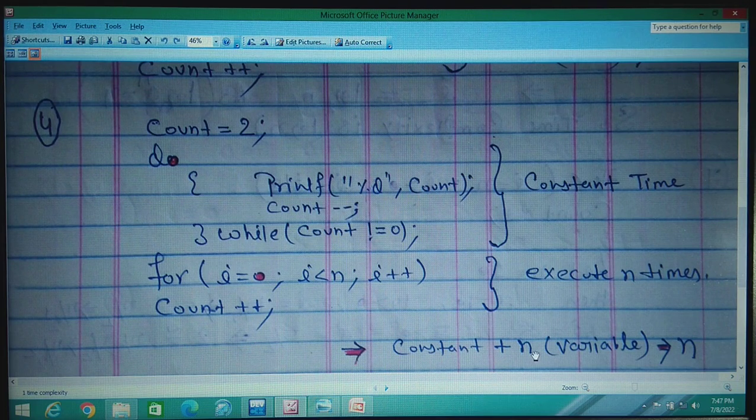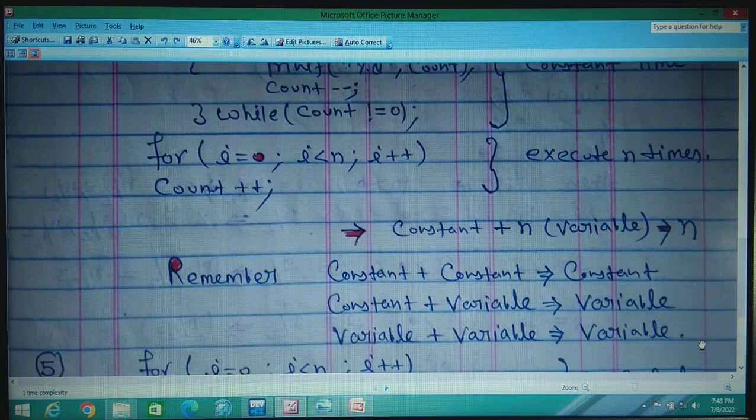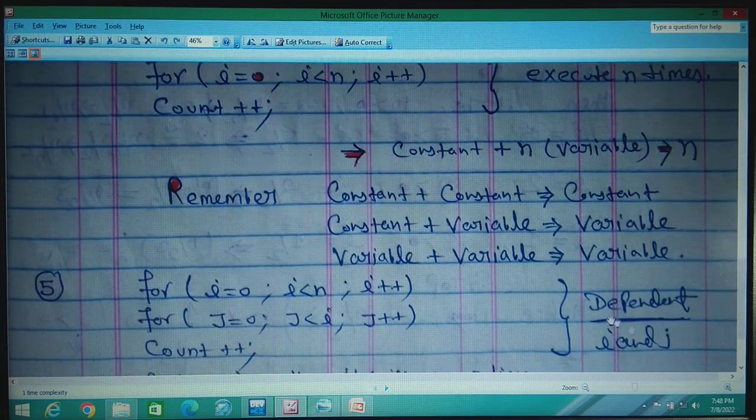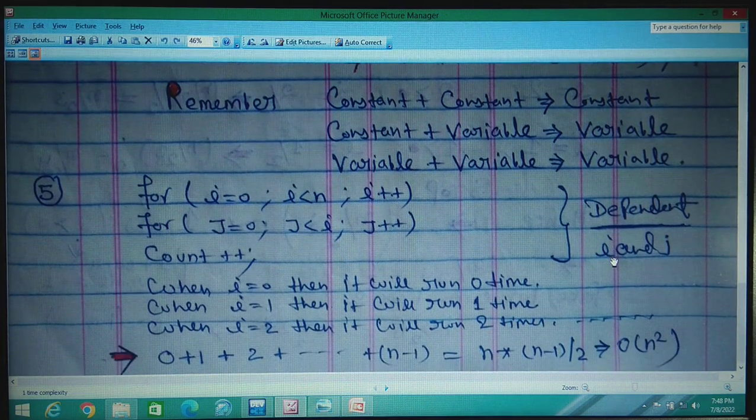Constant plus constant is equal to constant, variable plus variable is equal to variable, constant plus variable is equal to variable. These are the three basic mathematical notations. You have to remember them. Now, the fifth example, I will show you something.